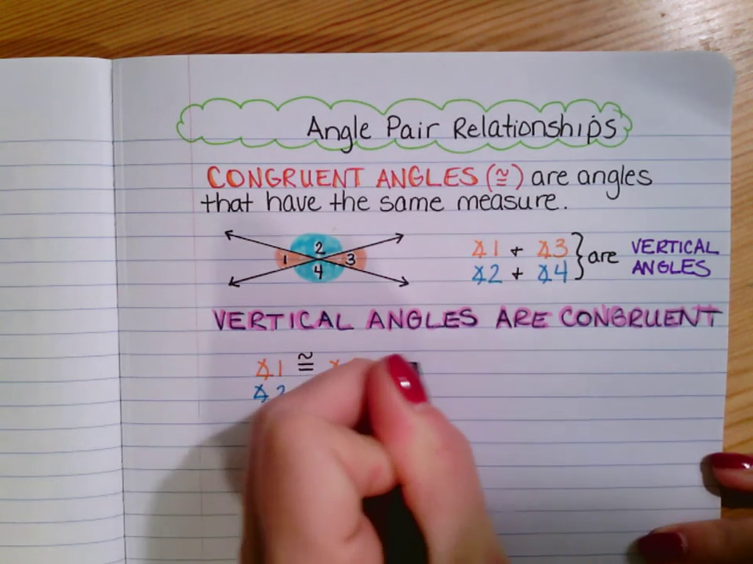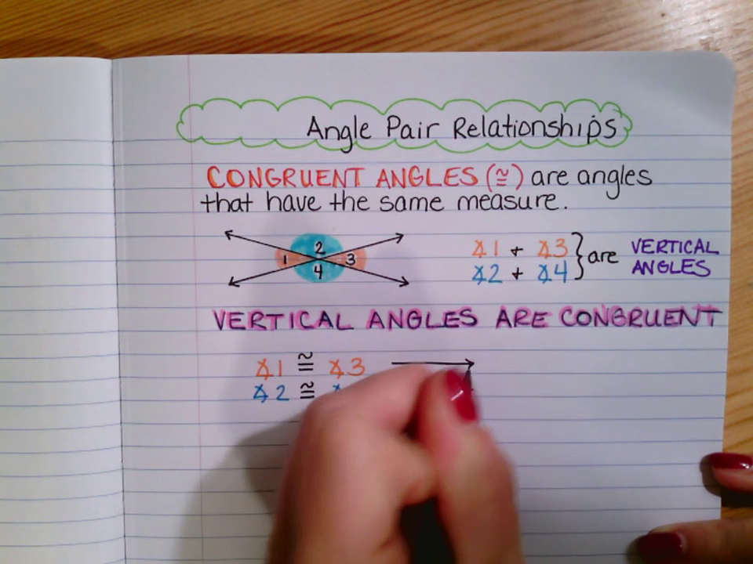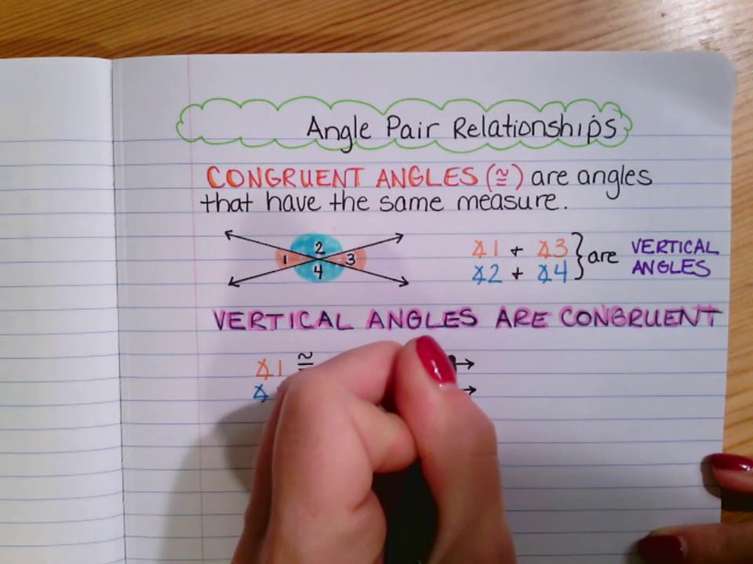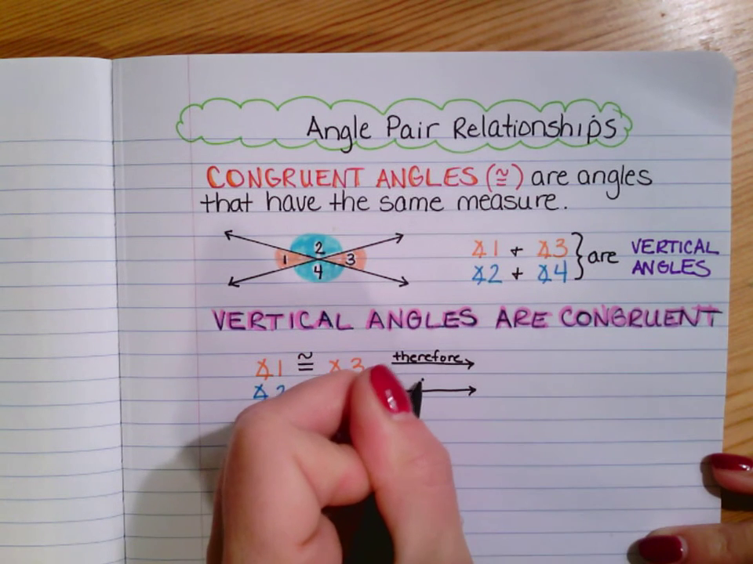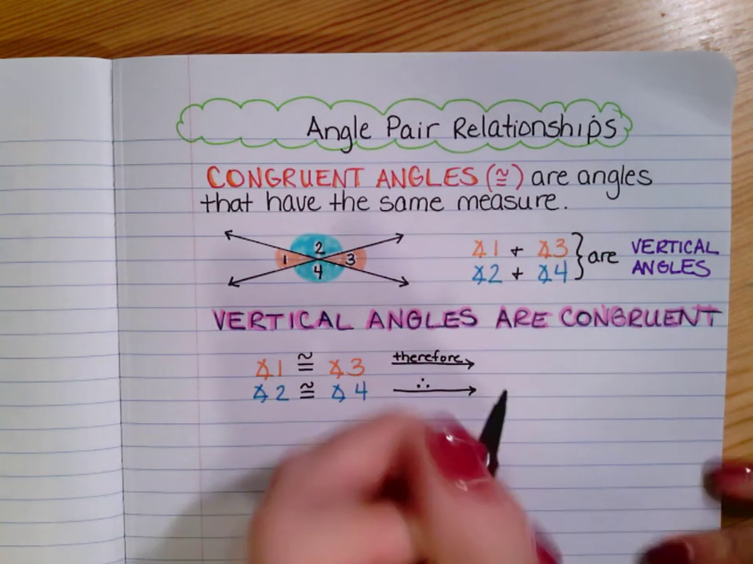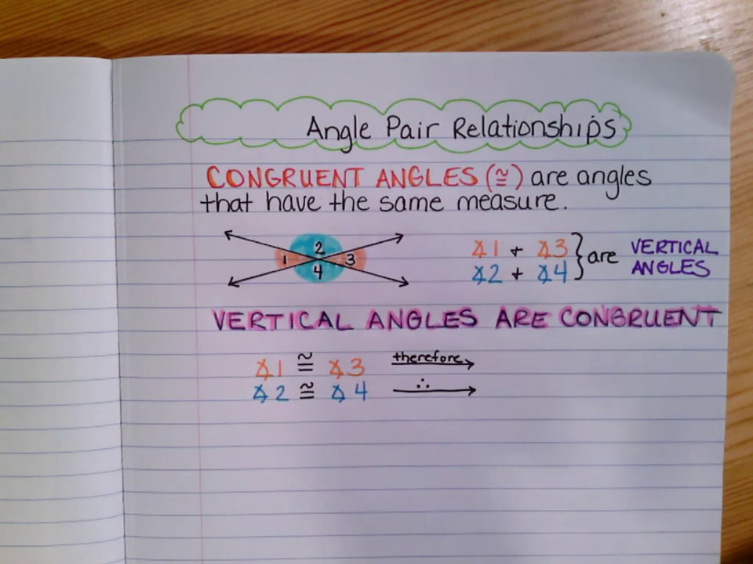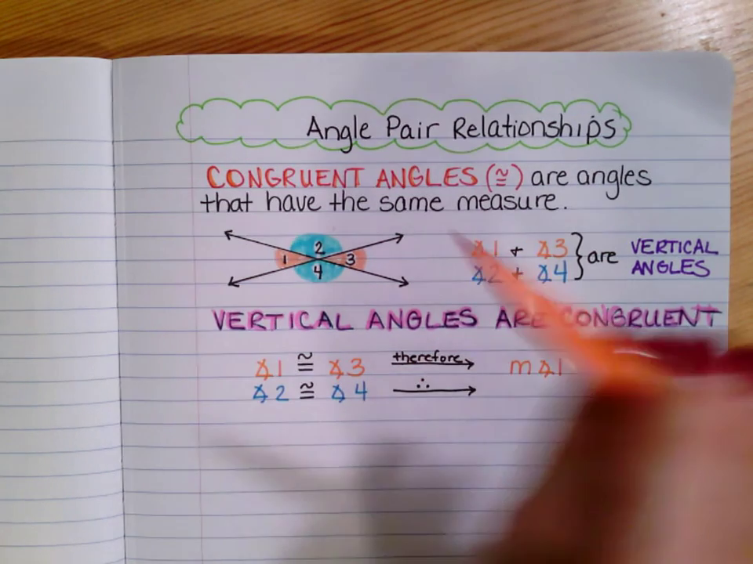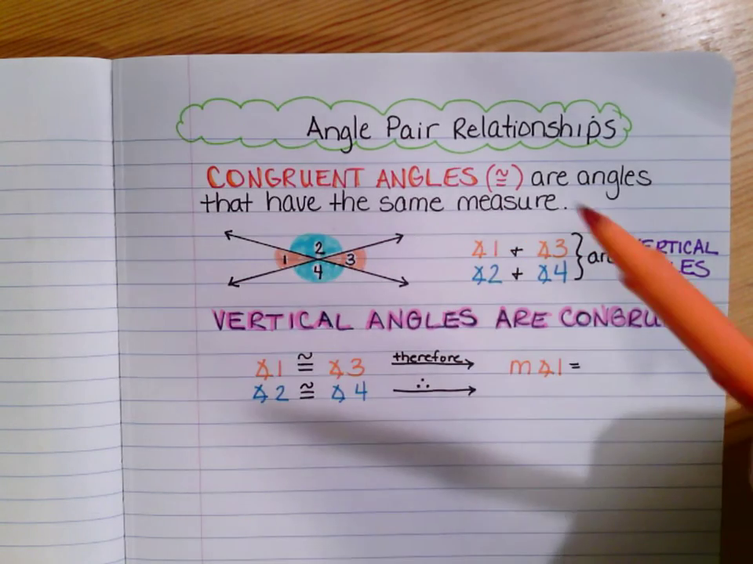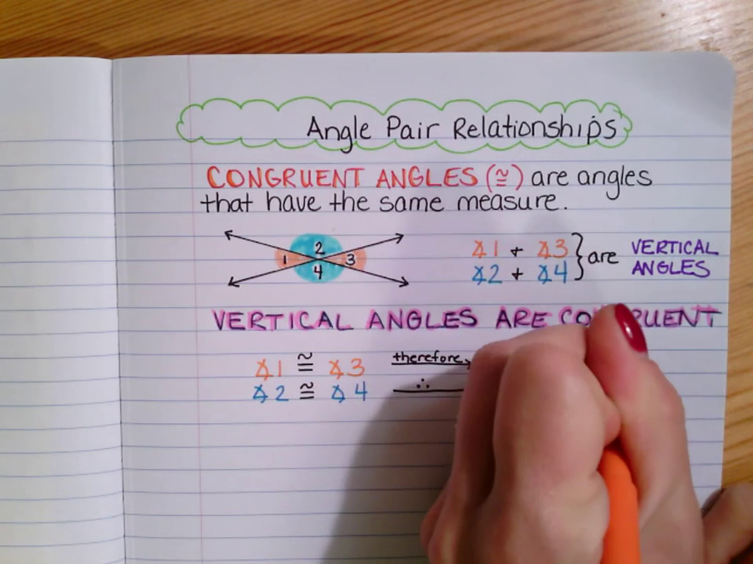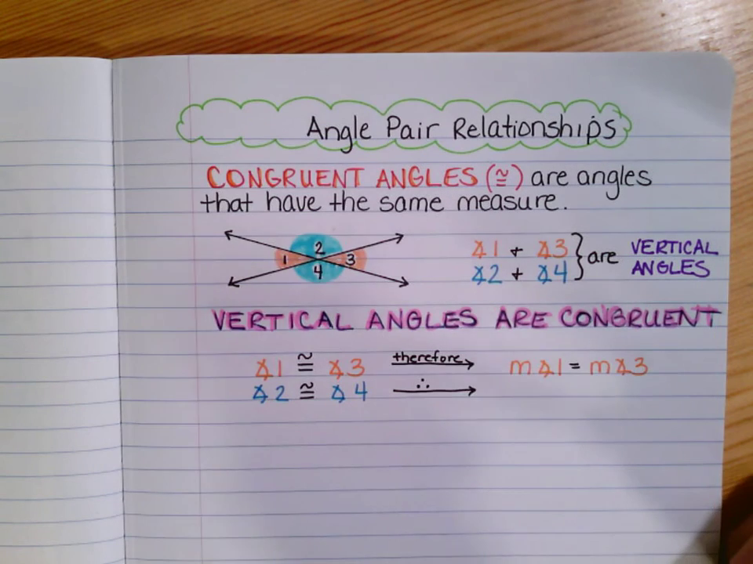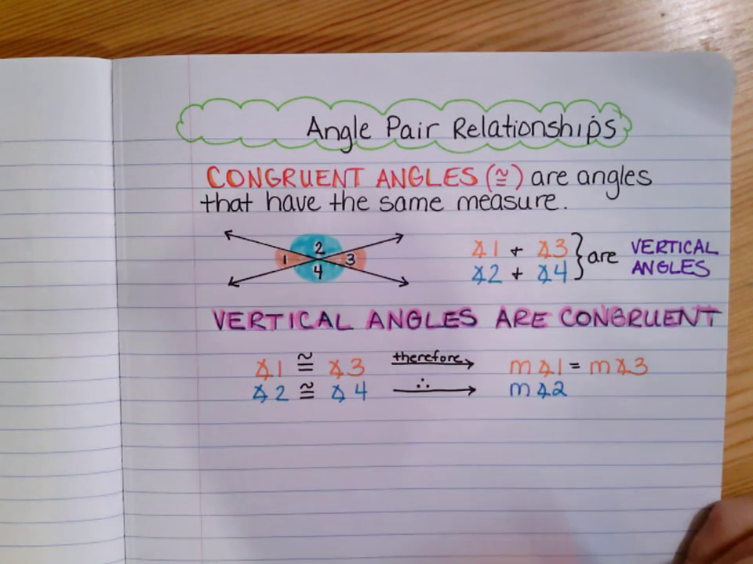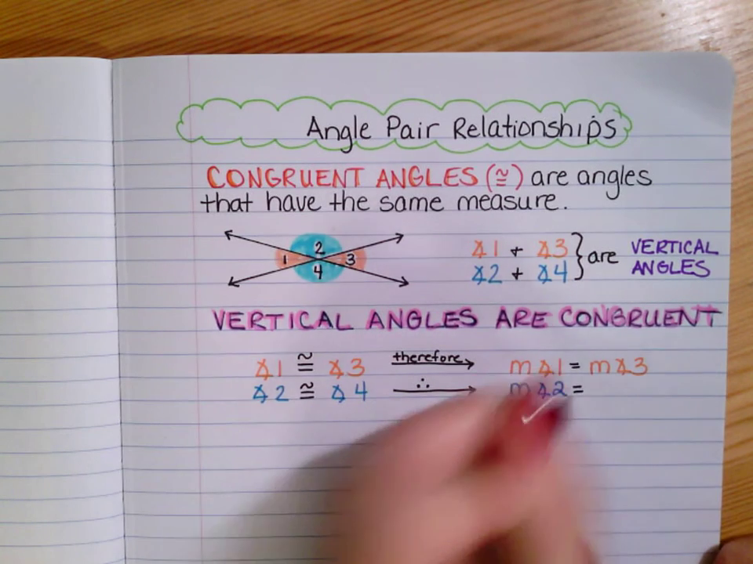Therefore, we'll write the math shorthand for therefore, which is 3 dots. So therefore, the measure of angle 1 equals the measure of angle 3. And the measure of angle 2 equals the measure of angle 4.